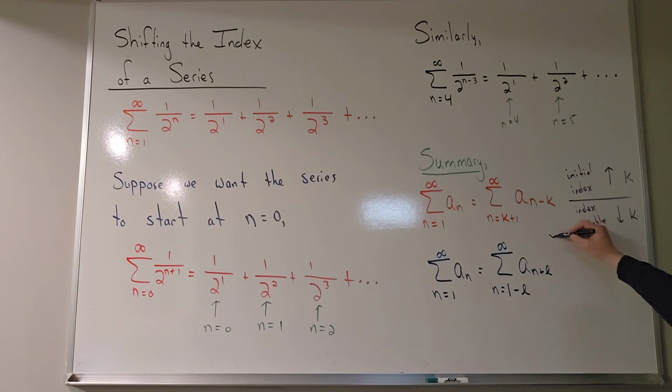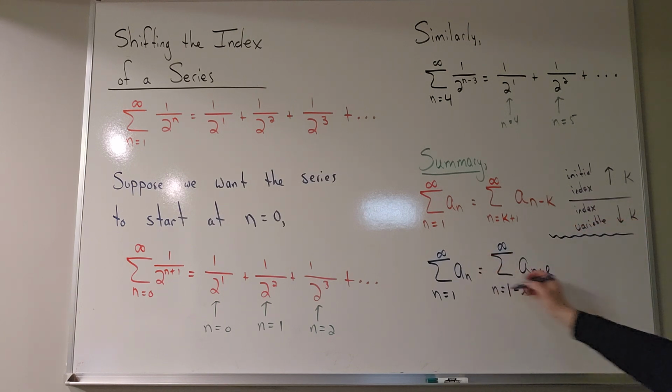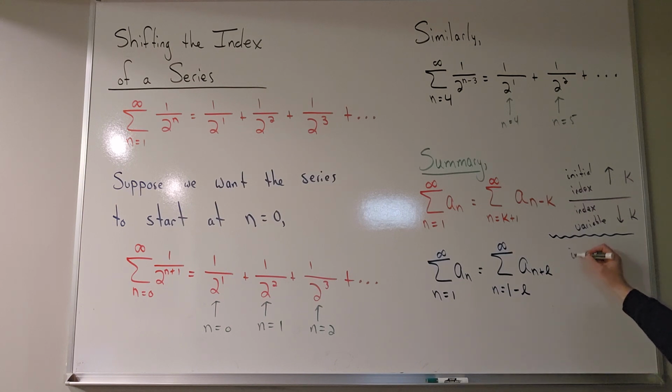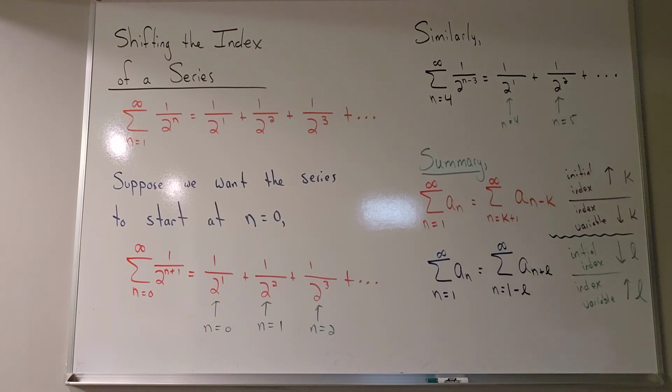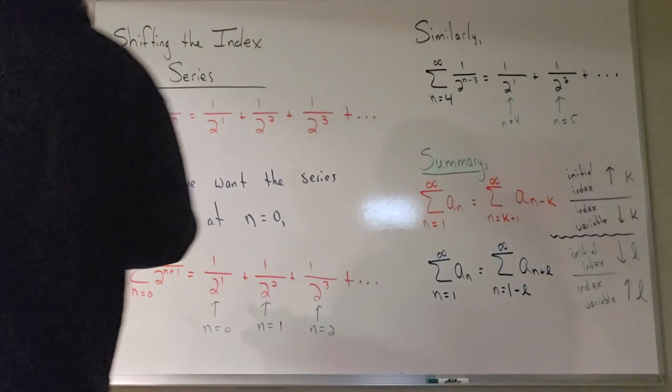So again, let's summarize what happened here. The initial index decreased by L, so therefore the index variable increased by L. So let's look at some specific series and do some shifting.